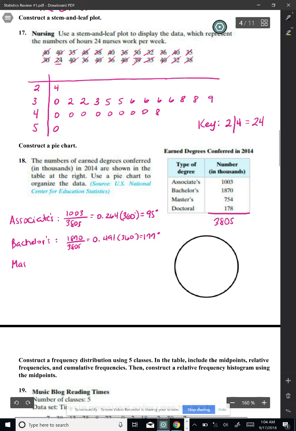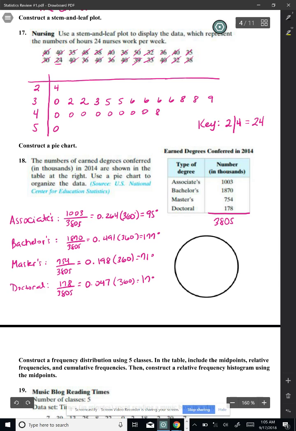And then we have the masters is 754 out of 3805. Gives us a decimal amount of 0.198. Multiplied by 360 would be 71 degrees. And then finally the doctoral would be 178 out of 3805, which would be 0.047. Multiplied by the 360 would give me a 17-degree angle.